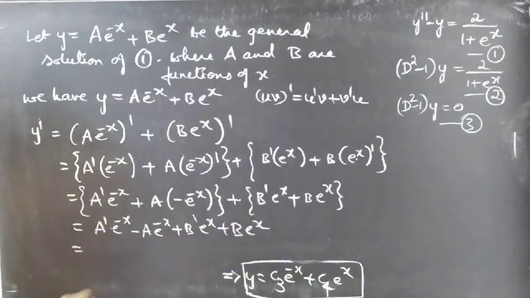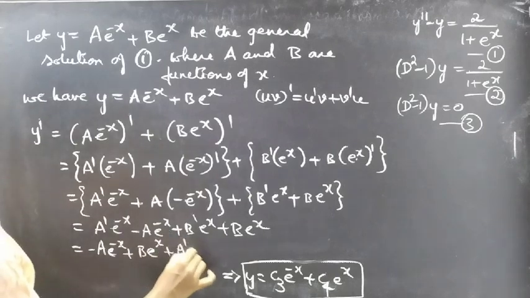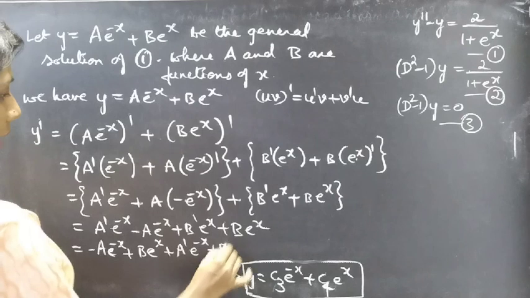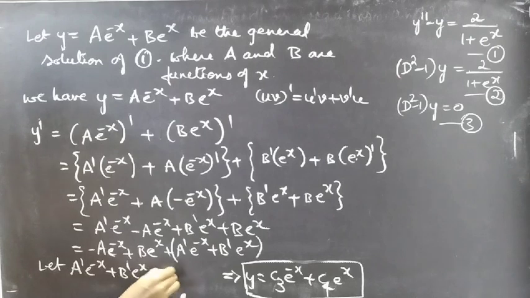Let's write the terms involving a and b first. We'll get minus a e power minus x plus b e power x. Now write the terms involving a dash and b dash. We'll get plus a dash e power minus x plus b dash e power x. Okay, and let a dash e power minus x plus b dash e power x equal 0, so that while finding y double dash, a double dash and b double dash will not appear.